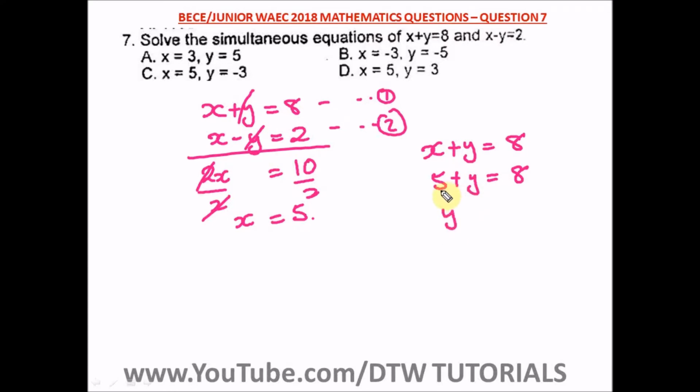So we keep y here and we take 5 to the other side of the equation. When we take a positive number to the other side of the equation, it changes to a negative number. So we have y is equal to 8 minus 5, and 8 minus 5 gives us 3. So y is 3 and x is 5. So our answer is x is equal to 5 and y is equal to 3. And our right option here is option D.